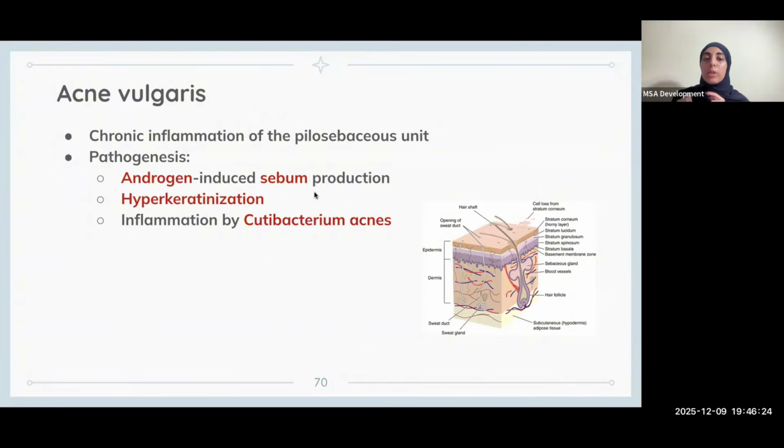acne, okay? So we said there's a lot of sebum and there's a lot of keratin, okay? That's clogging the pore. The third is inflammation by Cutibacterium acnes. And Cutibacterium acnes is one of the microbiota of the skin. So it is normally found on your skin, but it's just chilling there normally.